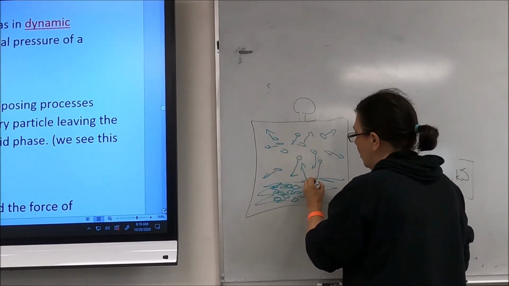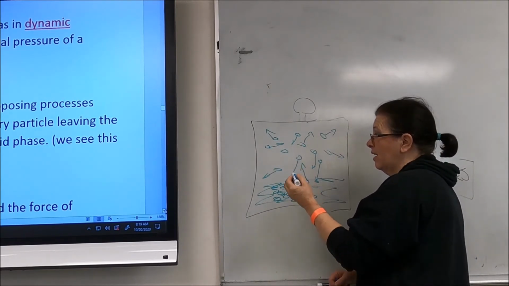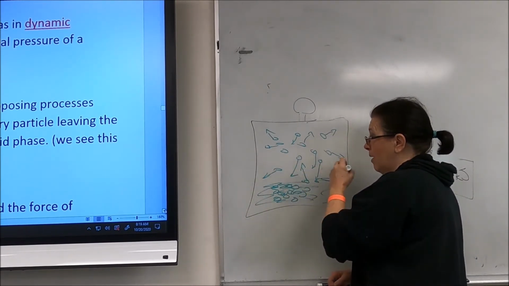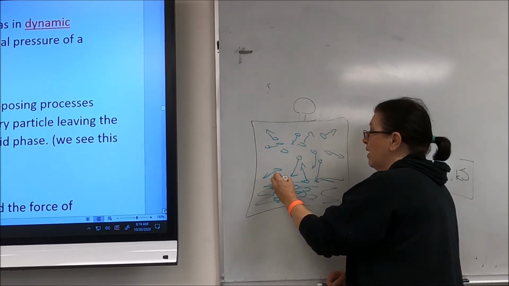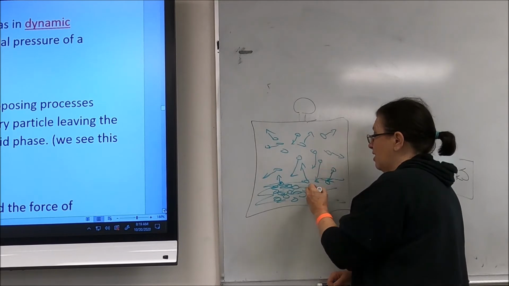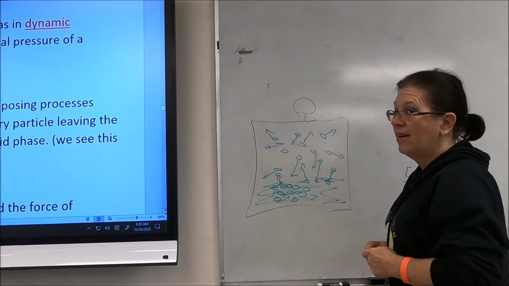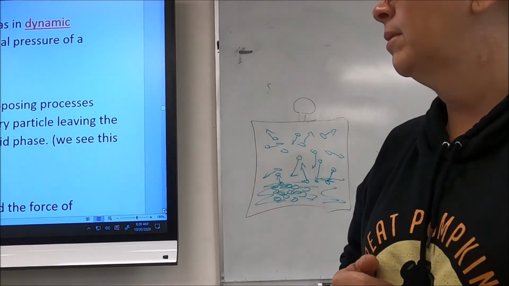Okay, and some of them are hitting the surface of the liquid, and some of them, when they hit the surface of the liquid, ricochet off. Some of them get stuck. But for every particle that leaves, a particle joins and gets stuck. Okay? So that's a dynamic equilibrium.